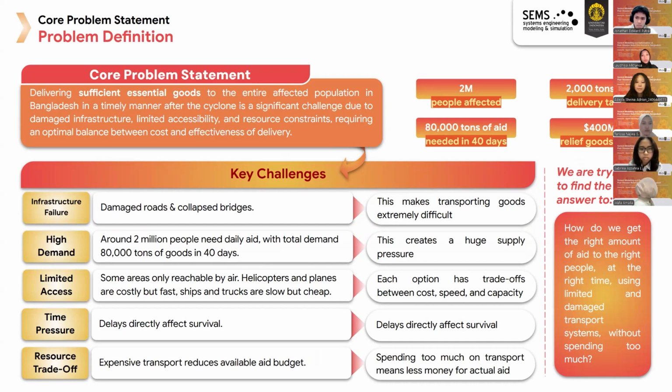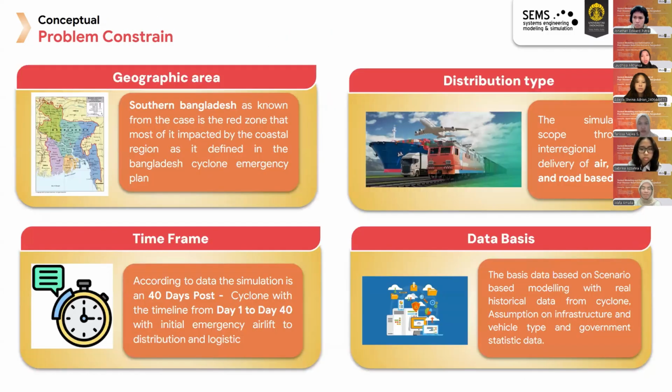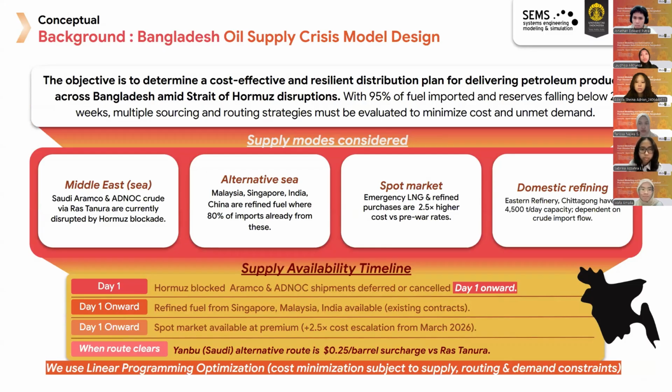The objective is to determine a cost-effective and resilient distribution plan. Next, we define the scope and constraints of our study.